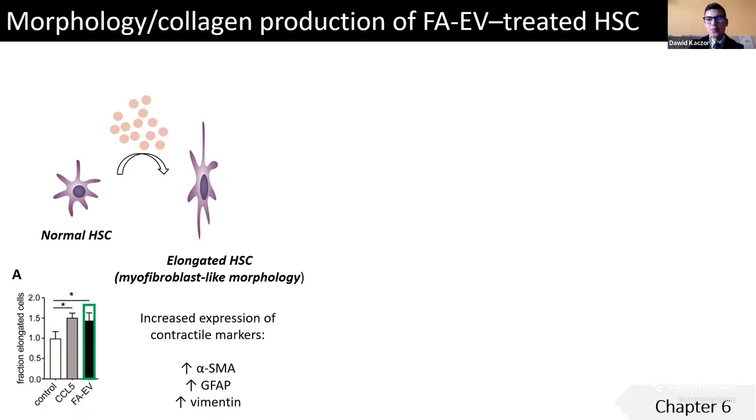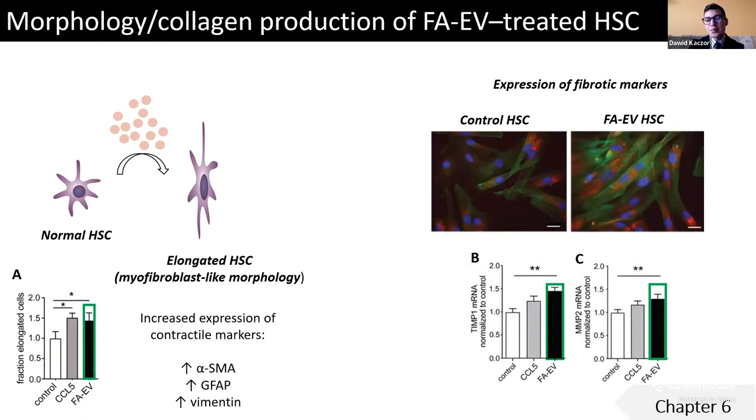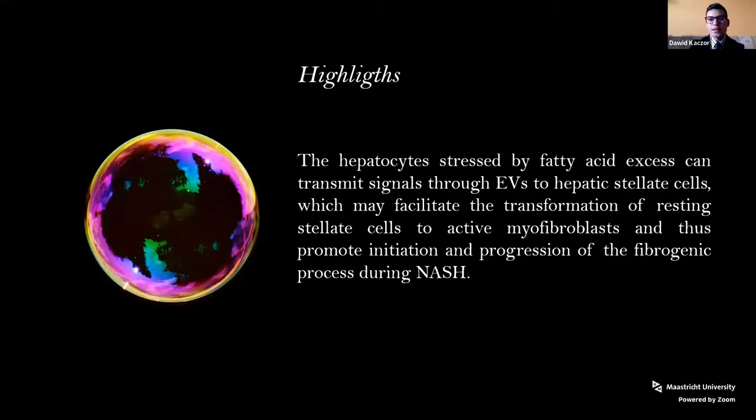In line with these results, we proved that the expression of the matrix remodeling markers, TIMP1 and MMP2, were also significantly higher. Overall, the data suggests that the cells indeed acquired a myofibroblast phenotype, playing an important role in liver disease. So to summarize this, we could say that hepatocytes stressed by fatty acid excess can transmit signals through EVs to hepatic stellate cells, which may facilitate the transformation of resting stellate cells to active myofibroblasts and thus promote initiation and progression of the fibrogenic process during NASH.